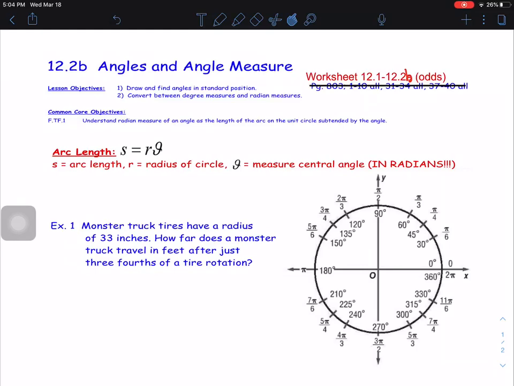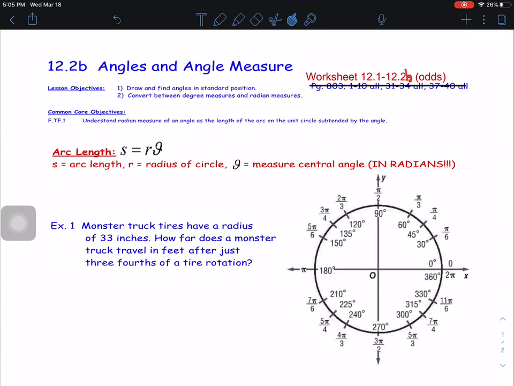Hey everybody, we're going to try to wrap up 12.2 notes today, and then there's a worksheet titled 12.1-12.2b that you can just try the odds on that kind of go with this notes page here.